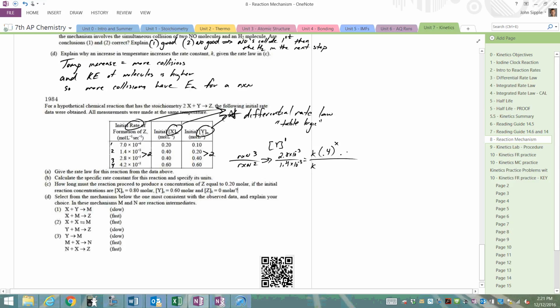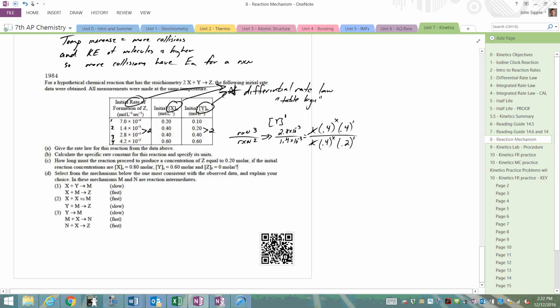And I got 0.4 raised to the first power, right? Over 0.4 raised to some power X, and 0.2 raised to the first power. The K's cancel out, right? 2.8 times 10 to the minus 3 divided by 1.4 times 10 to the minus 3, that's 2.